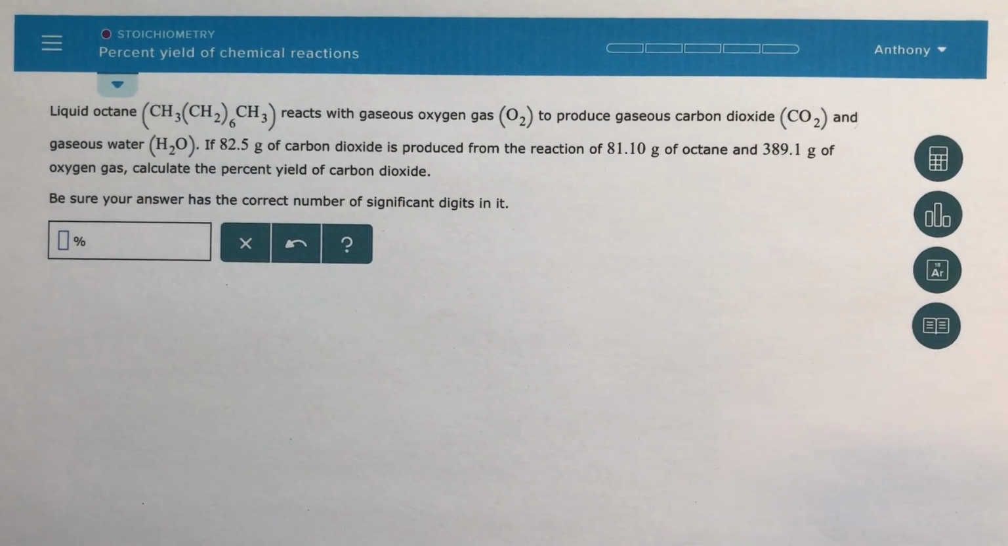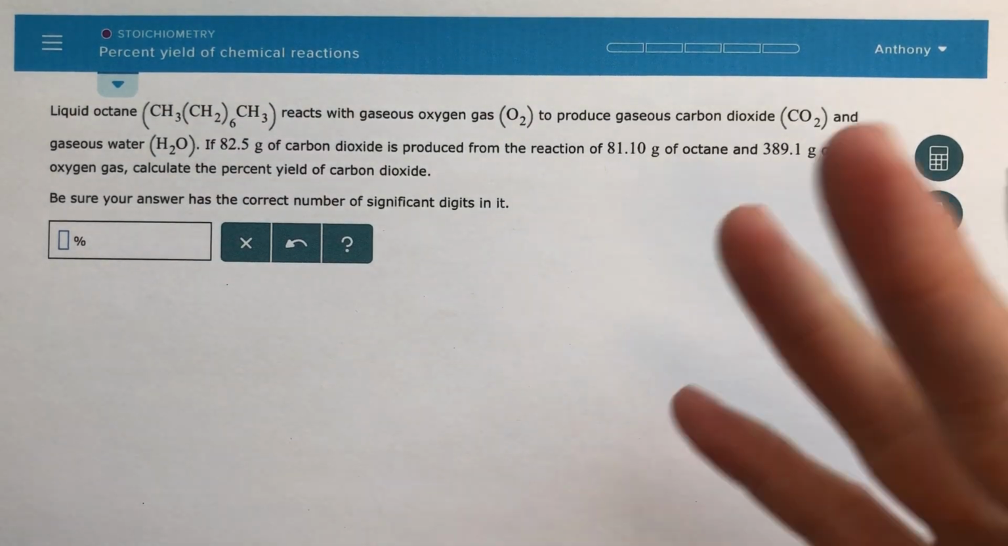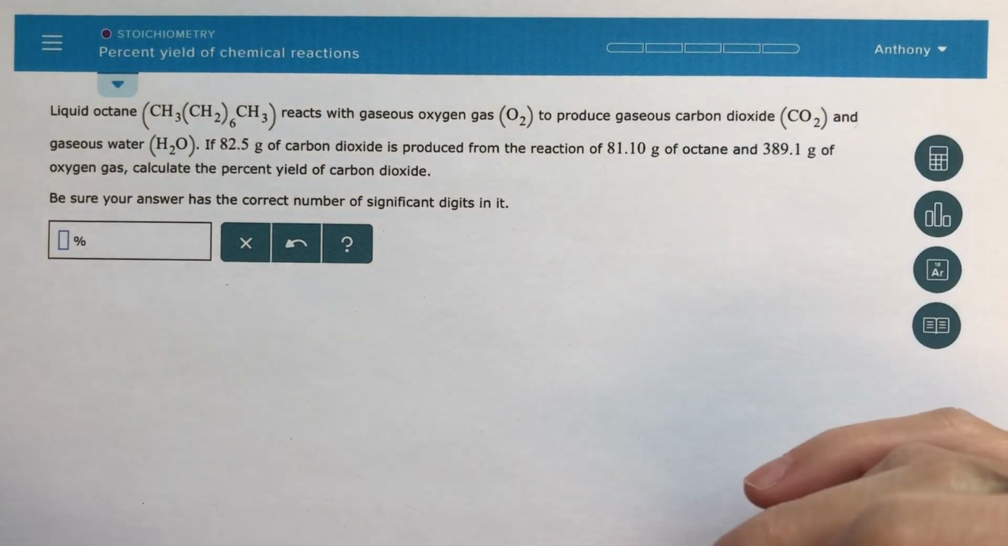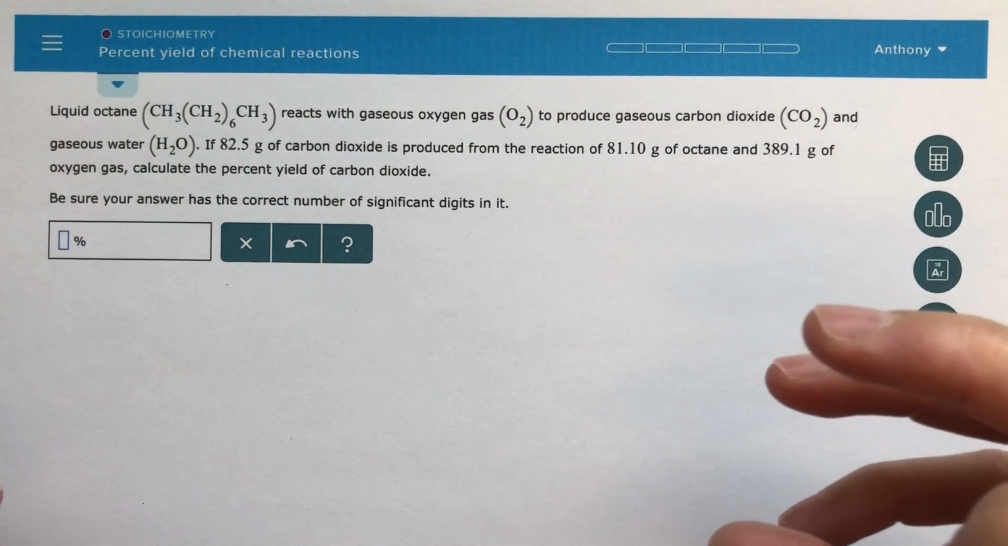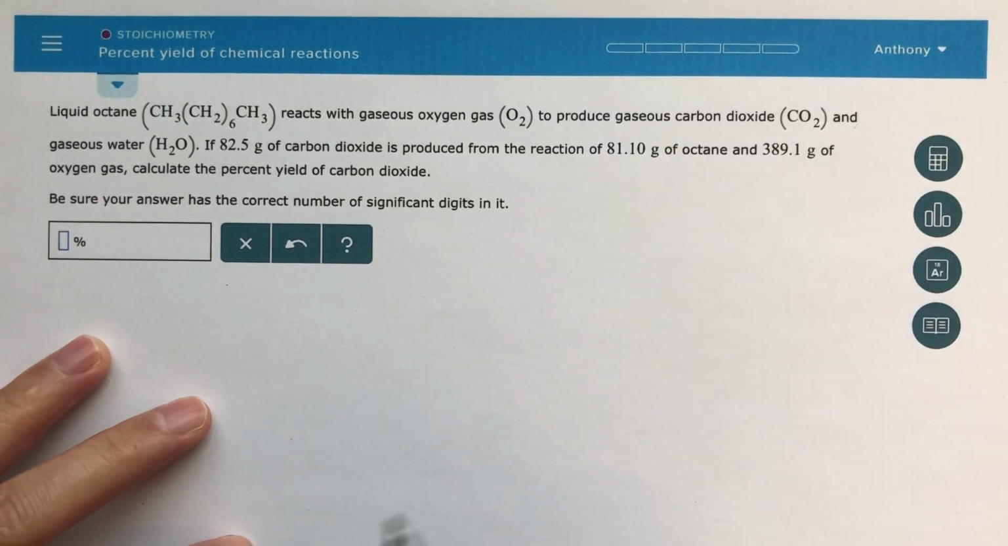All right, welcome back. So this is an ALEKS topic that's called percent yield of chemical reactions. But really this topic is a balancing chemical equations topic, it's a limiting reactants topic, it's a theoretical yield topic. It's all of those things sort of mixed into one question, which is really awesome. So let's go ahead and get into it.